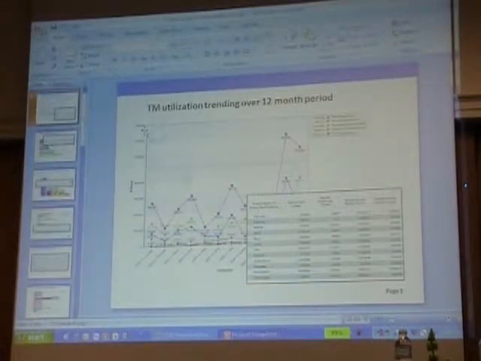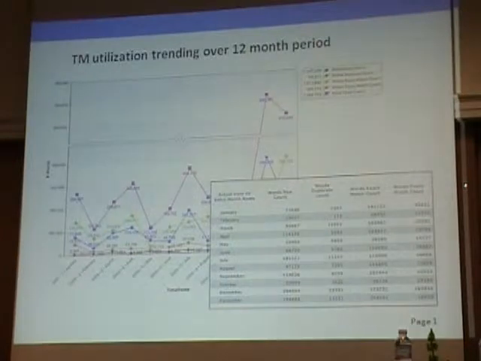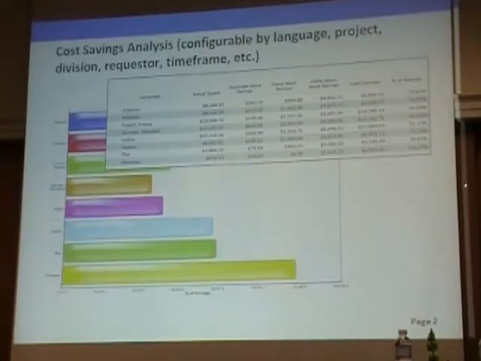I created some here, and in the interest of time I've got them in slides. This may be difficult to read, but this one is TM utilization trending over the last 12 months. You can see how many new words you sent through the system. You can see how many duplicate words are tracked through, all the different word types that may flow through the system.